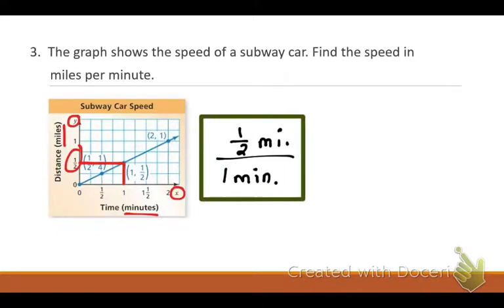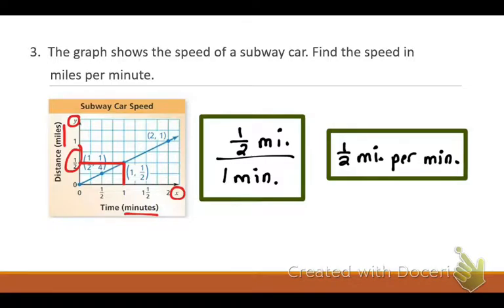So yesterday on your test, many of you left it like that. Some of you like to write out the actual words, 1/2 mile per minute. And I'm okay with you however you write it. Either one of these answers is fine.